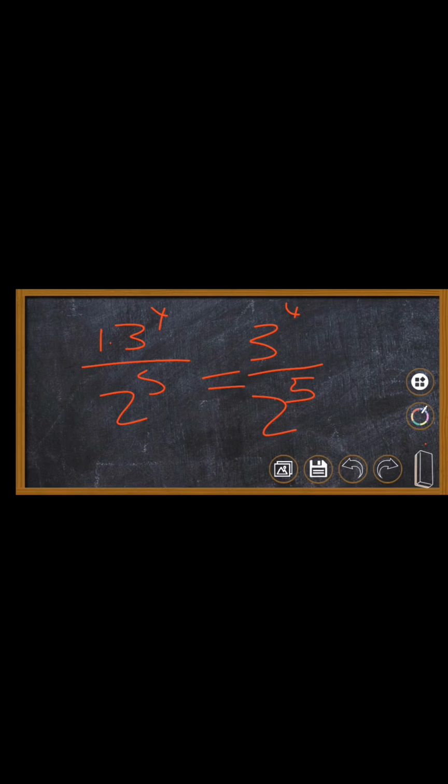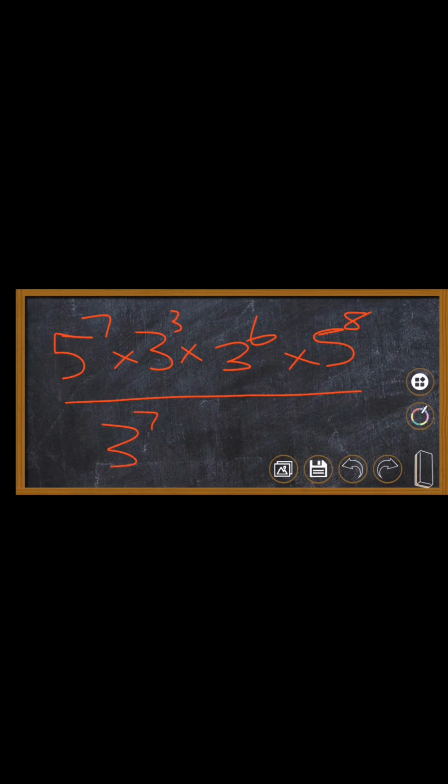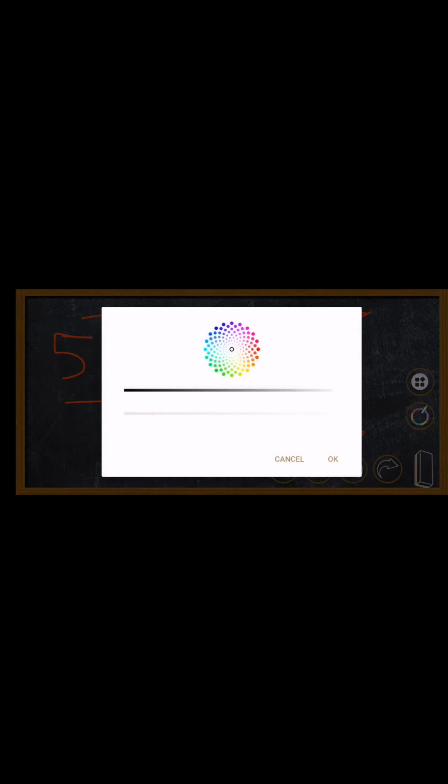Let's have a look at the next question. So we're going to have different bases again. So 5 to the power of 7 times 3 to the power of 3 times 6 to the power of 3 to the power of 6 times 5 to the power of 8, all over 3 to the power of 7 times 5 to the power of 20 times 3. So let's use a different color.